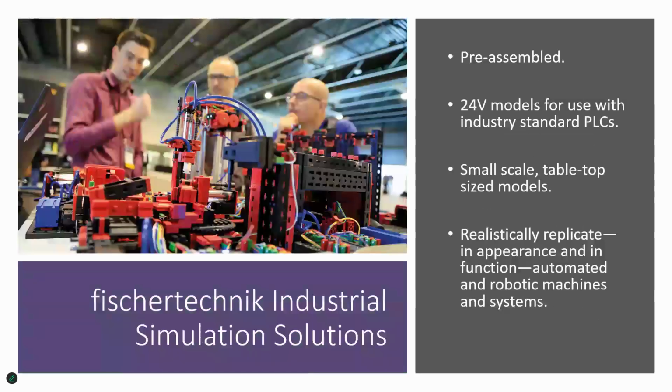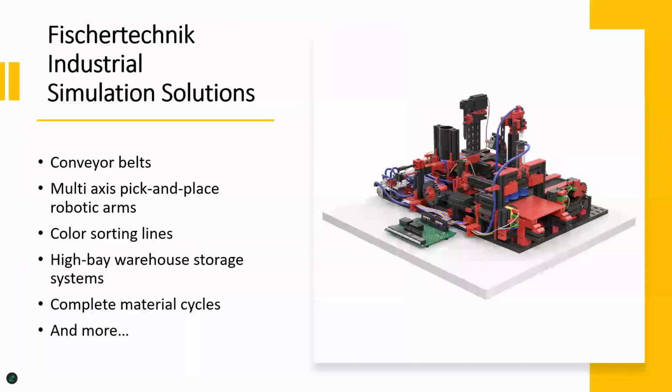Now, the line of Fisher Technic simulation solutions, which of course includes the model we're looking at in today's presentation, are something much different. The line consists not of kits, but of a series of pre-assembled small-scale models which again replicate in appearance and function various automated robotic machines and systems. Some of the models found in the Fisher Technic simulation line will include things like conveyor belts, punching machines, three-axis pick-and-place robotic arms, color sorting lines, and even high-bay warehouse storage systems.